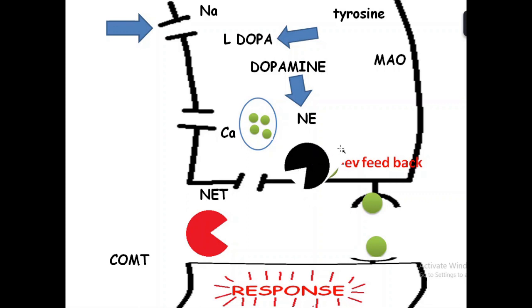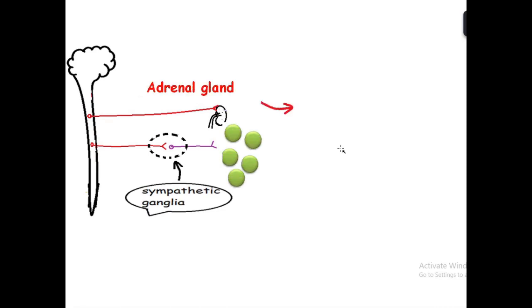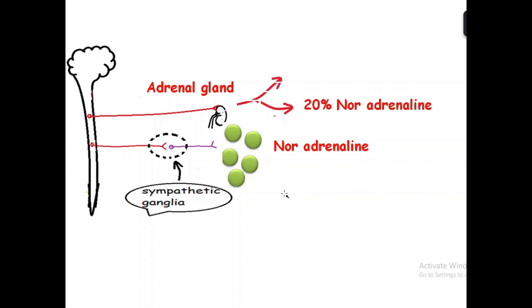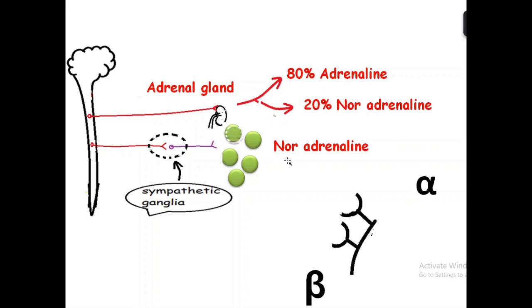Now let's talk about the adrenergic receptors. That is the receptors which can be activated by norepinephrine, epinephrine, and adrenergic drugs. Now the adrenergic neuron releases norepinephrine, while the adrenal gland releases approximately 20% norepinephrine and about 80% epinephrine. At the end, norepinephrine and epinephrine bind to the receptors on effector organs, and these receptors are called alpha and beta receptors.